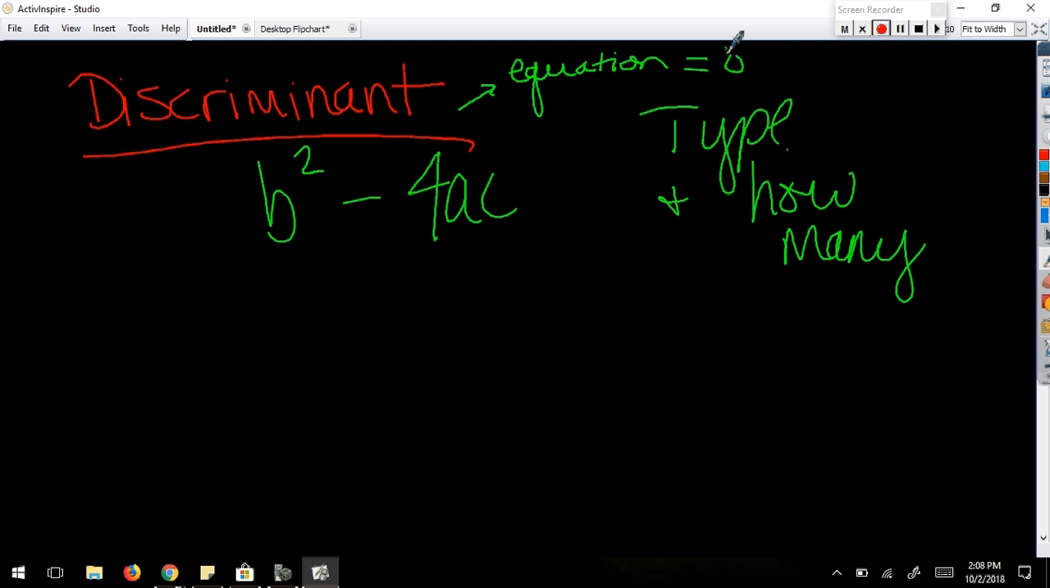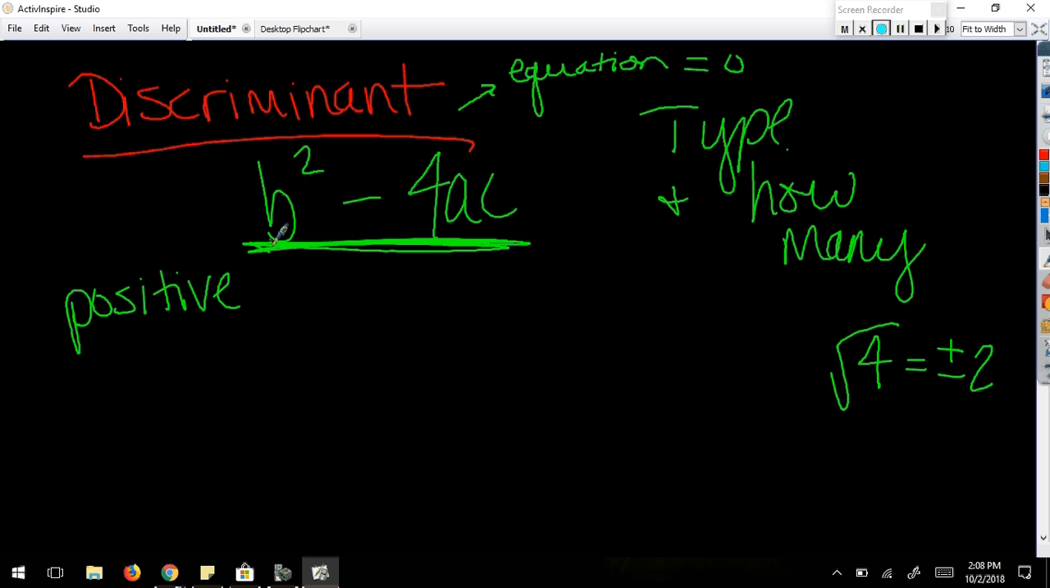If I plug in b squared minus 4ac and I get a positive number, if you get a positive number under a square root, let's say I got the square root of positive 4, how many answers does that have? 2, because it's plus or minus. So if you get a positive number when you plug into this, that tells me that my equation has 2 real solutions. Does that make sense to you? Why? The square root of any positive number gives you 2 answers, right?